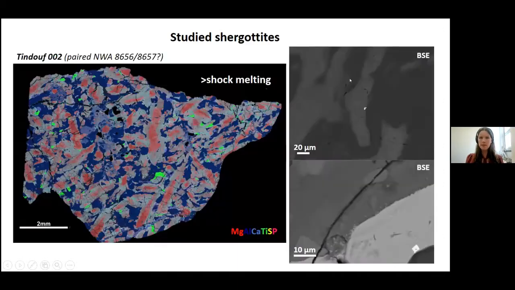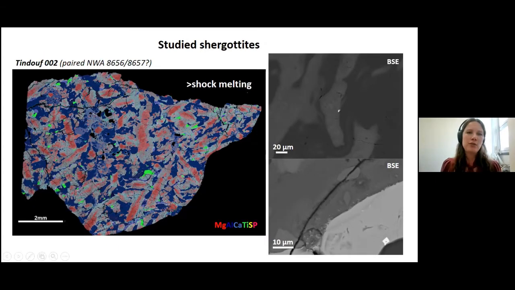7257. And then we'll go to something a little bit more shocked, which is Tintu 002, which is a purported low mass pair of NWA 8656. And you can see that in areas, it looks like the 3 aforementioned shergottites, but we also see greater degrees of shock melting with the vesiculation of plagioclase melt and the beginnings of recrystallization of these melted areas. So this sample is kind of transitional between 7257, 8679, Zagami and 5298.